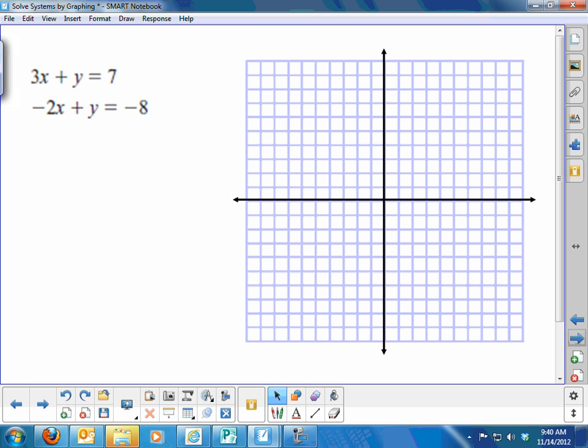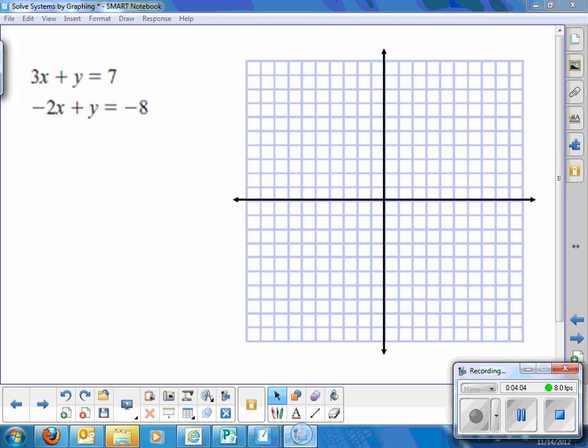Last one right here, 3x plus y equals 7 and -2x plus y equals -8. I want you guys to graph this one on your graph paper tonight. Bring it in. We'll check it tomorrow.